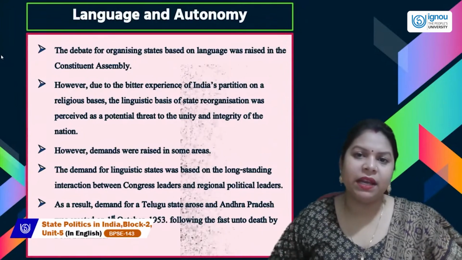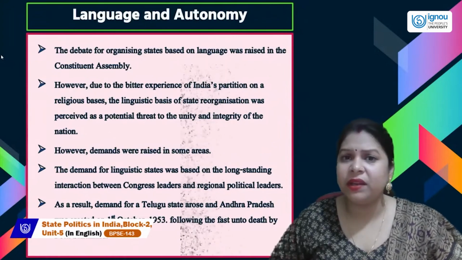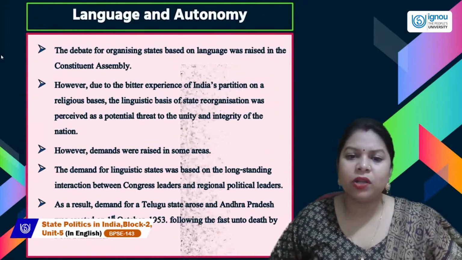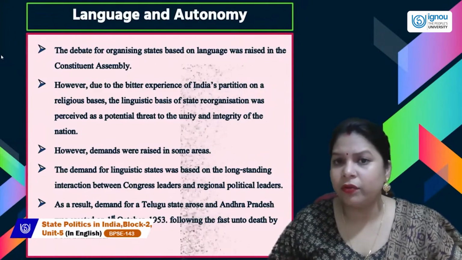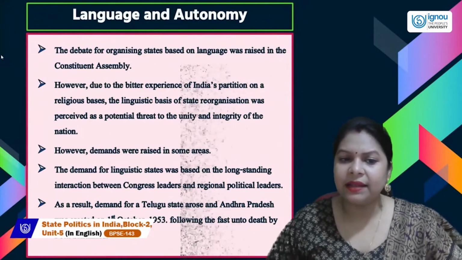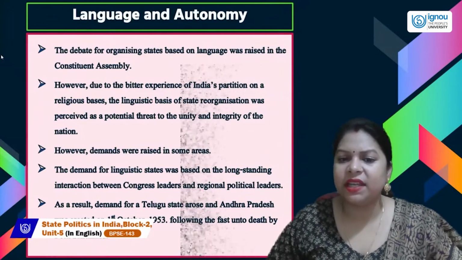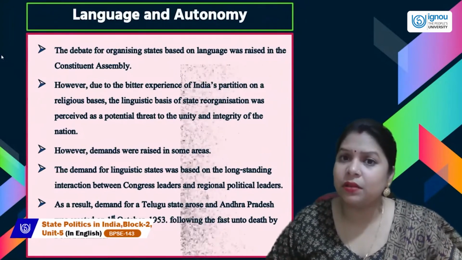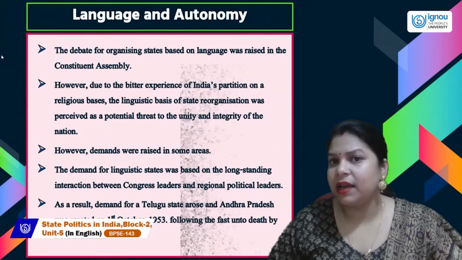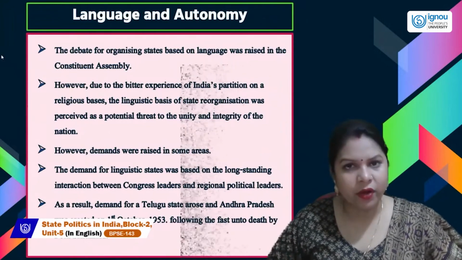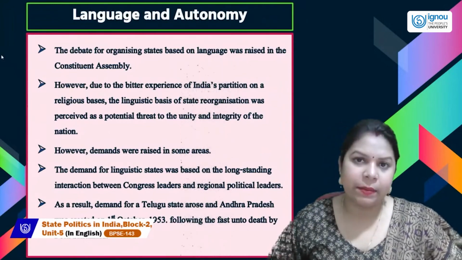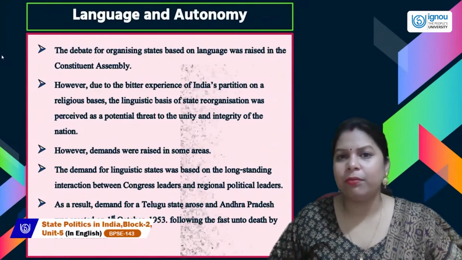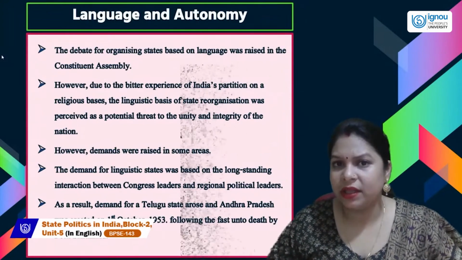So, what happened is India experienced the brutal partition of its country because of the conflict on a religious basis, and that is the reason why the linguistic basis for state reorganization was perceived as a potential threat again to India's unity and integrity. However, the demands were raised in some areas. The demands were rising, but it was very difficult for India to accommodate these demands.